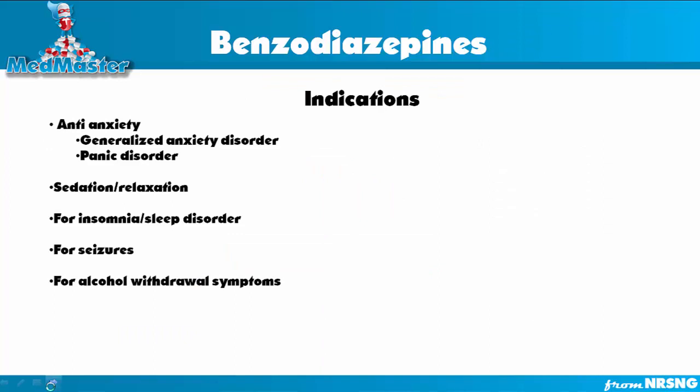There are many uses of benzodiazepines. First of all, it is used as an anti-anxiety medication. If a patient has generalized anxiety disorder or panic disorder, we can give this medication to help them calm down and reduce their panic attacks. It is also used most often in critical care and in the hospital for sedation and relaxation. It is also used for insomnia and sleep disorders, since it causes sedation and drowsiness. It will help you feel relaxed and sleep better.